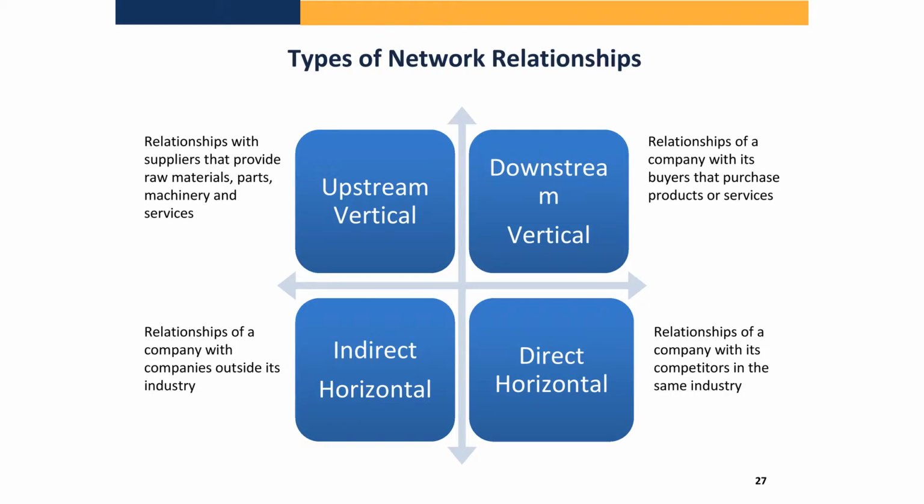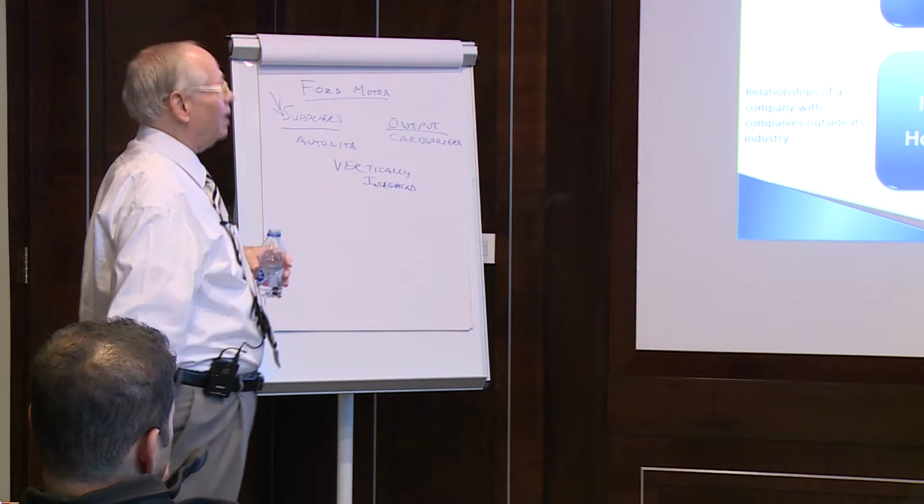Downstream vertical is a relationship of a company with its buyers that purchase products or services. Oh, my voice is going again. Direct horizontal is a relationship of a company with its competitors in the same industry. So Apple and Samsung actually have a direct horizontal relationship. Indirect horizontal would be relationships of a company with companies outside of its industry. Okay, kind of simplistic, not too difficult.